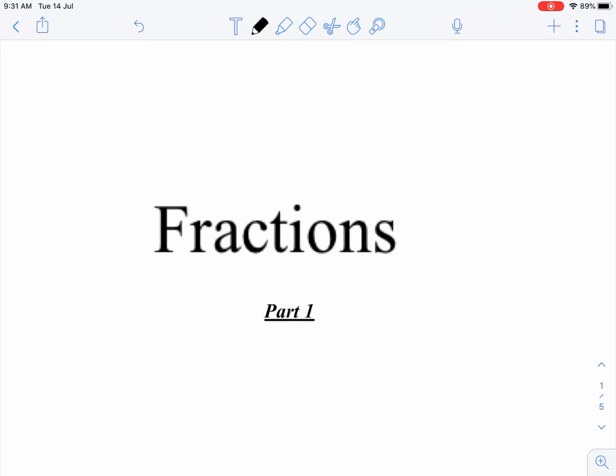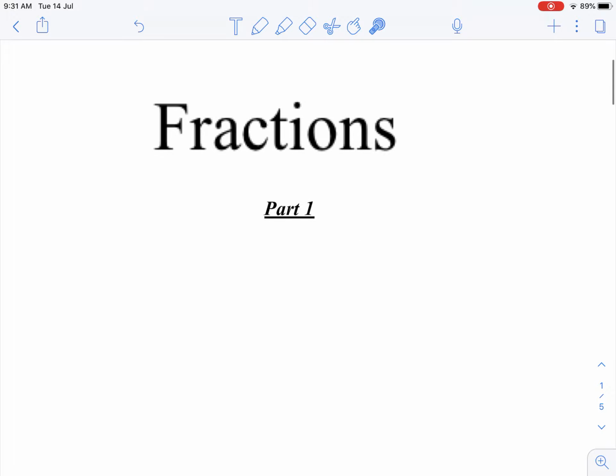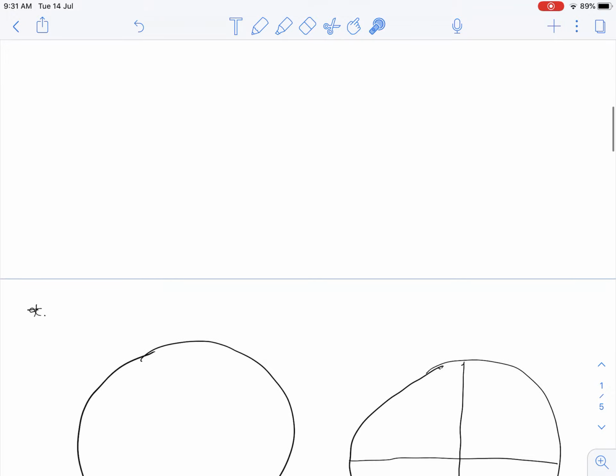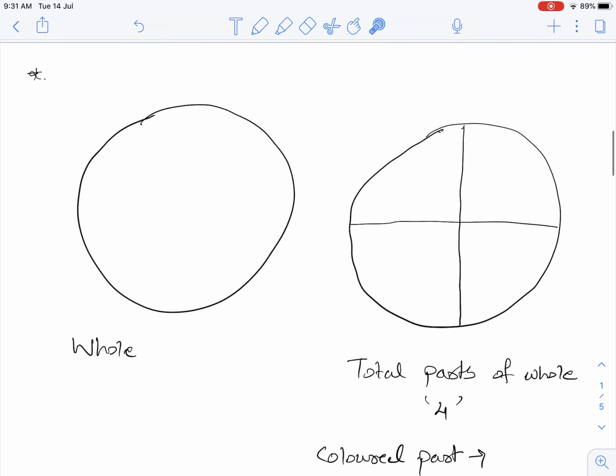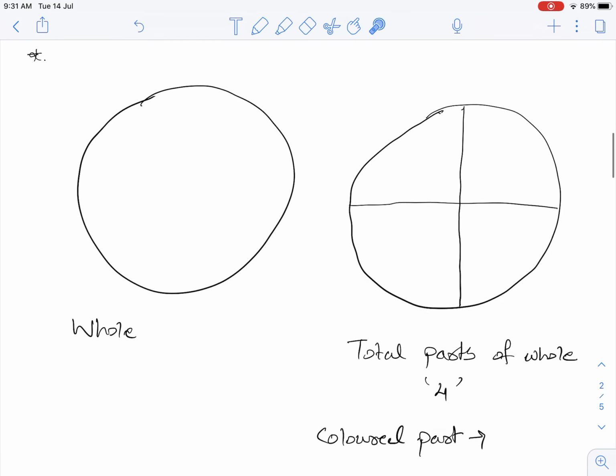So hello students, today we are going to start chapter number 2 of standard 7, that is fractions. Now, what are fractions? Fractions are nothing but a part of a whole. Now how to understand what is a part and what is a whole?